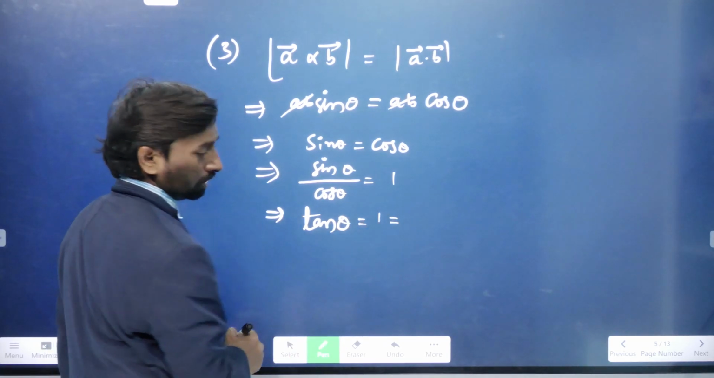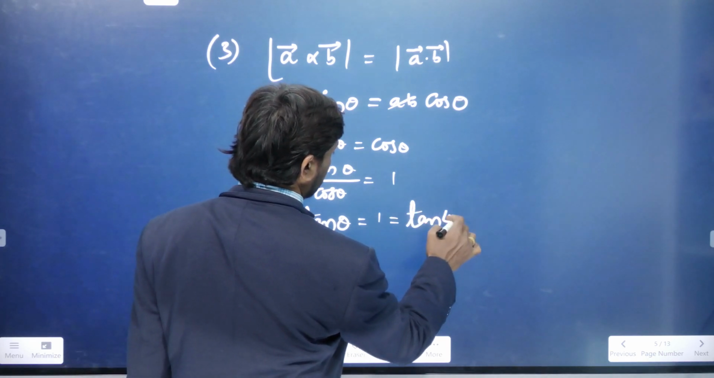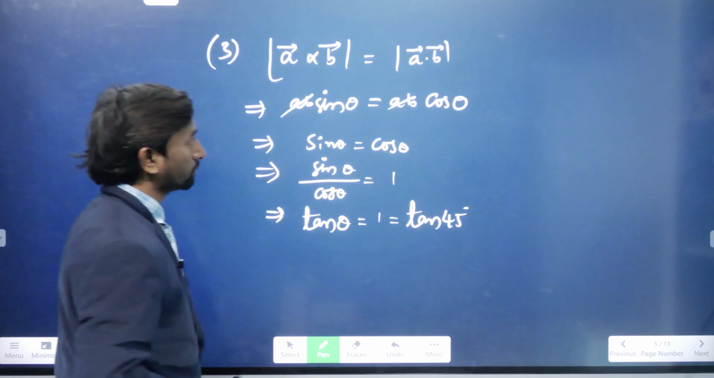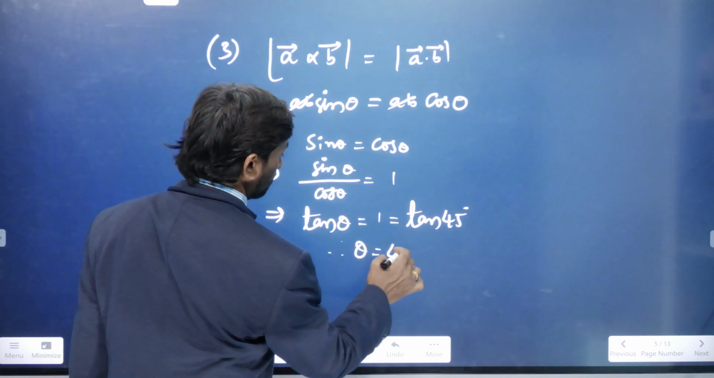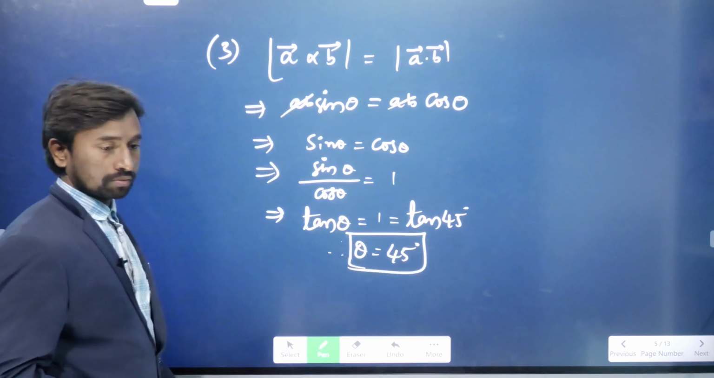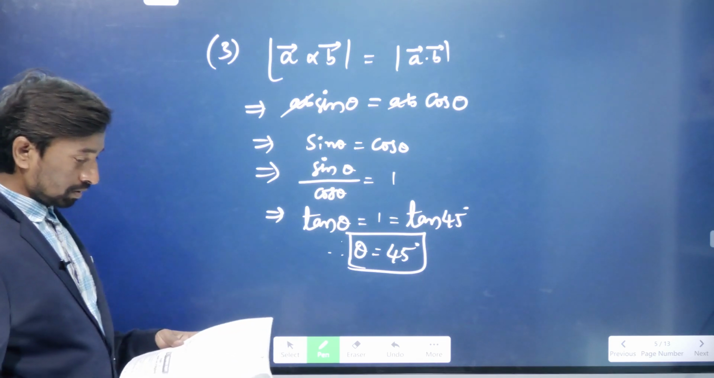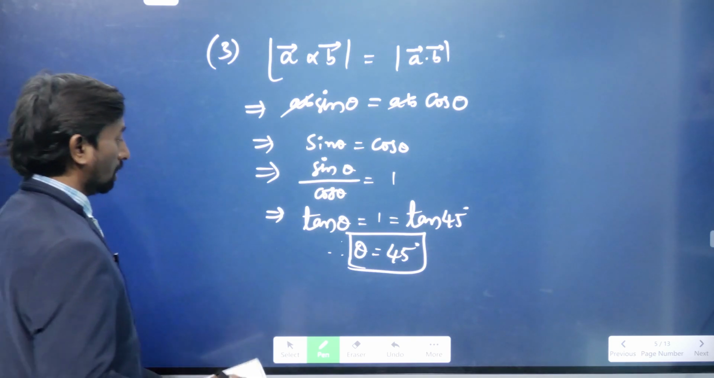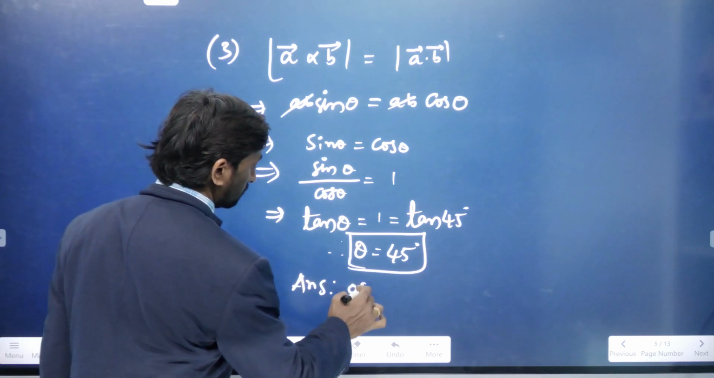When is tan theta equal to 1? When it is tan of 45 degrees. For tan 45 degrees we'll get that. Therefore theta equals 45 degrees. That is the answer. So what is the option? The answer is option 4.